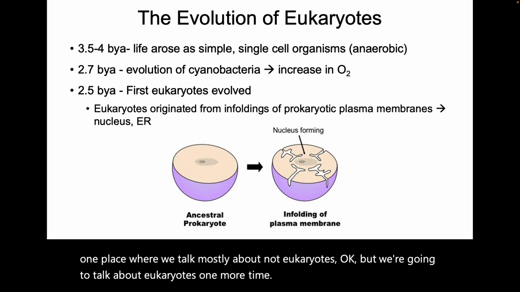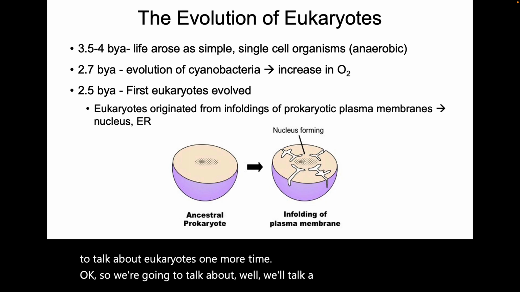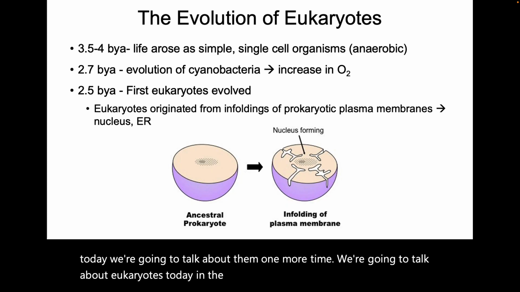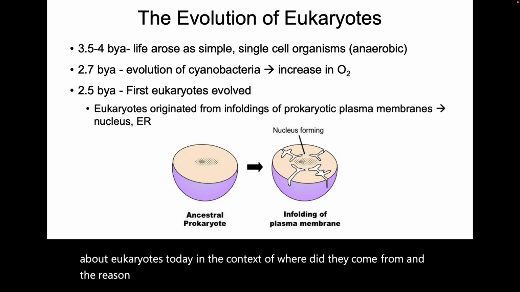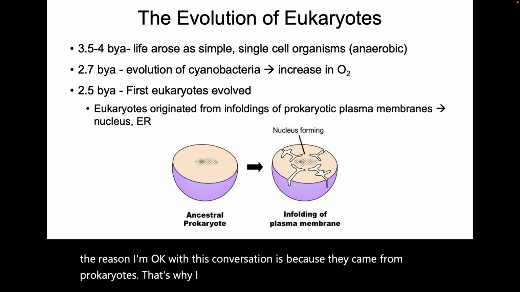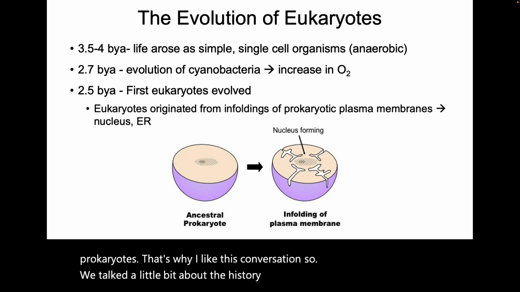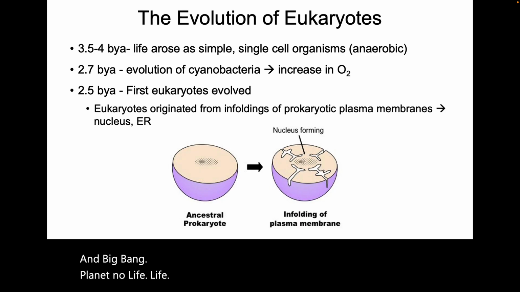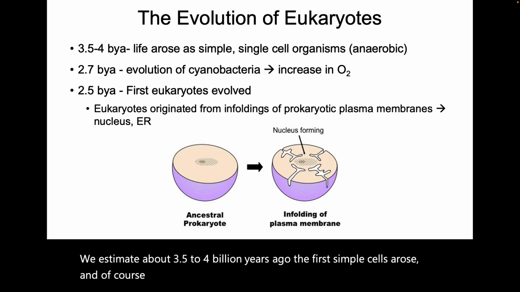We're going to talk about eukaryotes today in the context of where did they come from? And the reason I'm okay with this conversation is because they came from prokaryotes. That's why I like this conversation. So we talked a little bit about the history of microbiology: Big Bang, planet, no life, life. We estimate about 3.5 to 4 billion years ago, the first simple cells arose. And of course they were anaerobic because there wasn't free oxygen in the atmosphere.